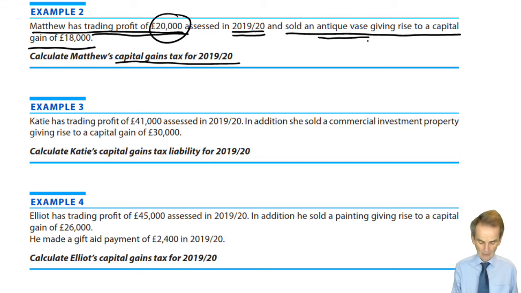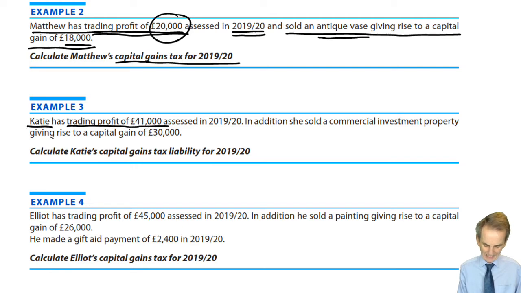Therefore, how much capital gain do we have? 18,000. Is that the taxable gain? No, it isn't. You therefore must compute that taxable gain by deducting the AEA. You then can see with those numbers that all of that taxable gain is going to be within the remaining available basic rate band. Hence, the lower of the two rates, the 10% tax rate, will apply. Okay. You've then got example 3 to have a go at. This time we've upped the figure of trading profit for Katie in this example to £41,000.